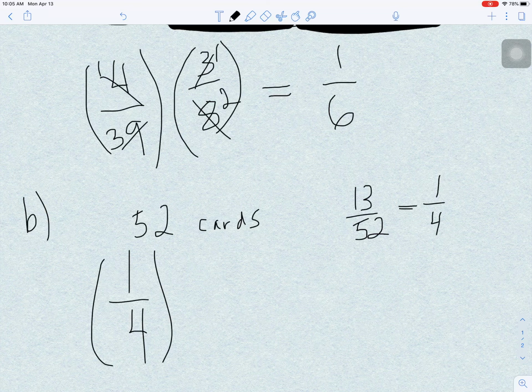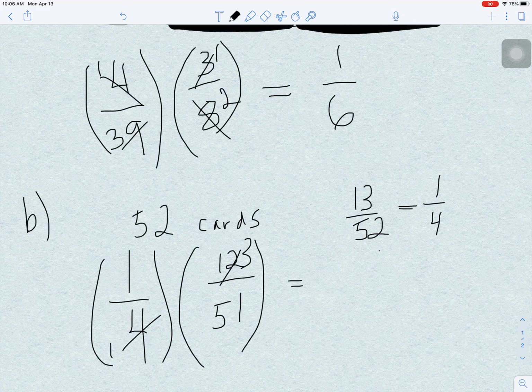So the first time around, you're pulling out a 1/4 chance. The second time around, you're going to be taking out 12 of the 51 that are left. Okay? Because there are no longer 52, right? So we can do some easy simplifying here. This will become a 1, this will become a 3. So you'll see that your answer is 3 over 51. And if you know your 17 times table, you will know that this is 1/17.